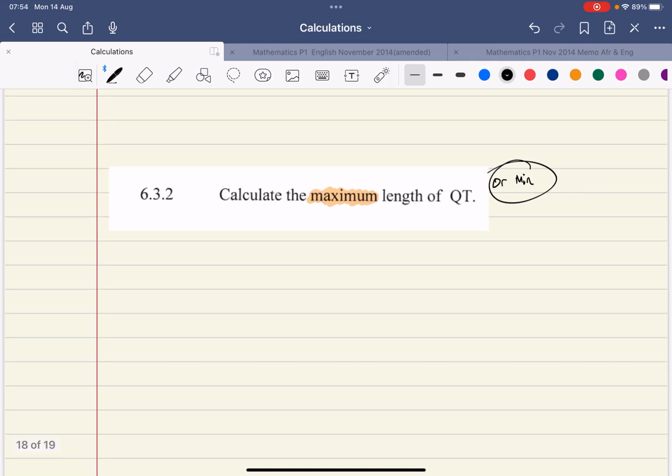Question 6.3.2, calculate the maximum length of QT. All right. First things first, when we see the word maximum or minimum in our exams, we must first, and it won't always be this, but we must first think of calculus, and in particular, the derivative of some function and the first derivative test.